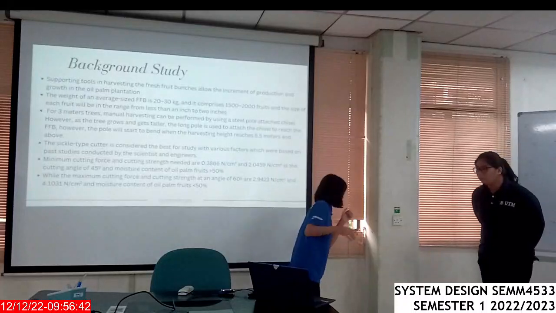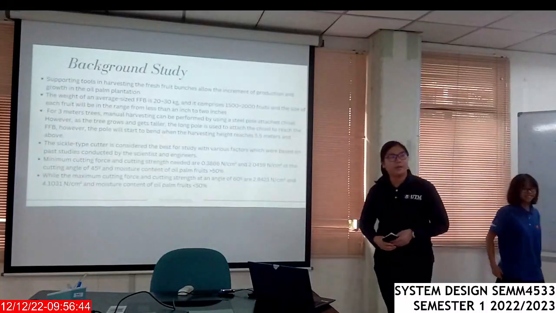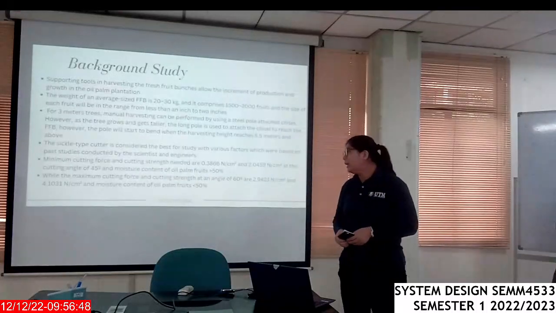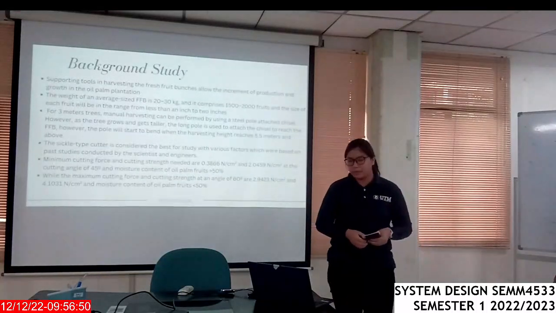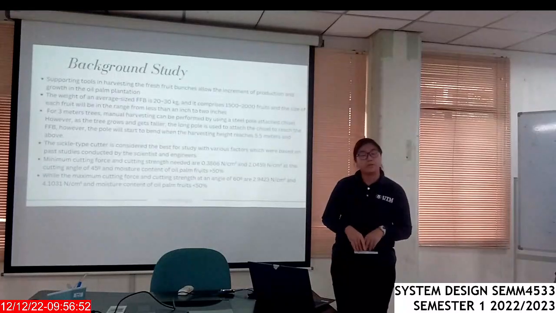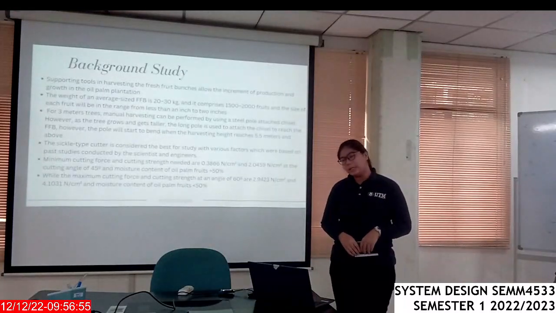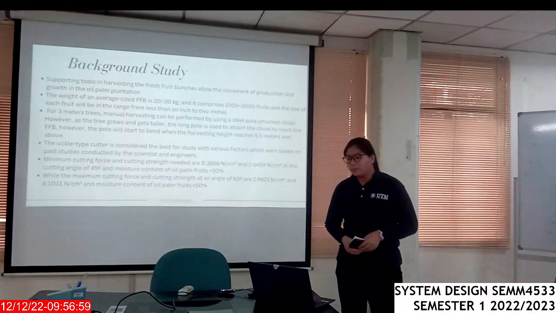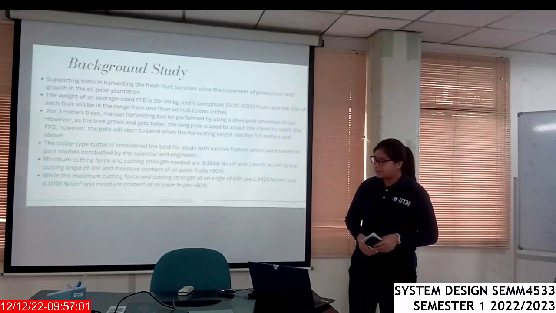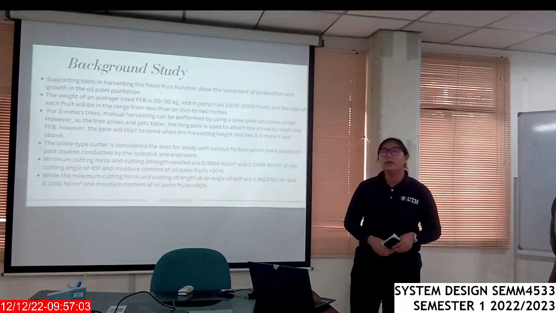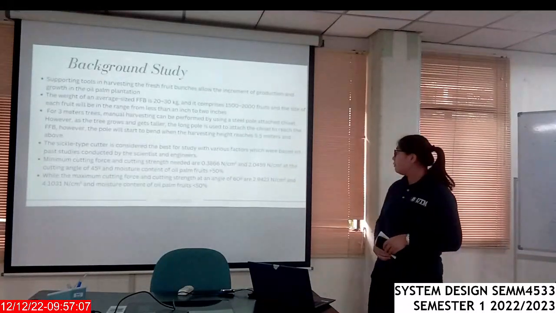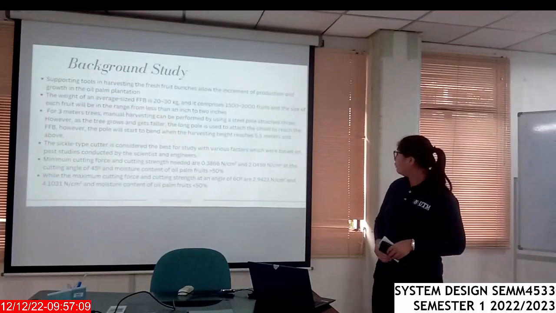Next, I will pass to everyone. My name is BINTI, and now I would like to present about the different study of our group. First of all, the supporting tools in harvesting of the fresh fruit bunches, which is FFB, allow the increment of production and growth in the oil palm plantation. And the weight of the average size of the FFB is between 20 to 30 kg, and it comprises 1,500 until 2,000 fruits.